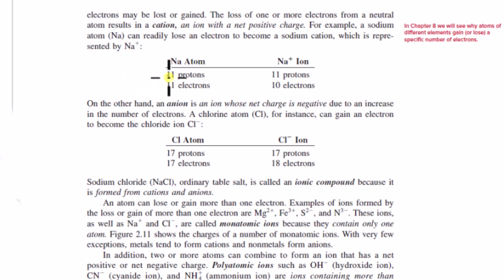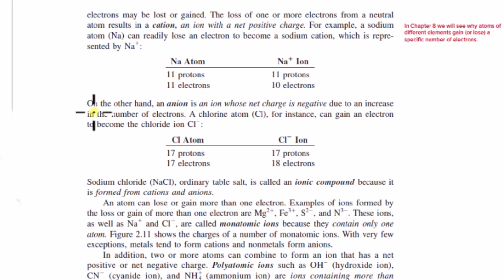So you start off with 11 protons, 11 electrons. You lose an electron. Now you have one more proton than electron. Still the same number of protons, so it's still sodium, but now it's Na+. There's one more proton than electrons, the Na+ ion.